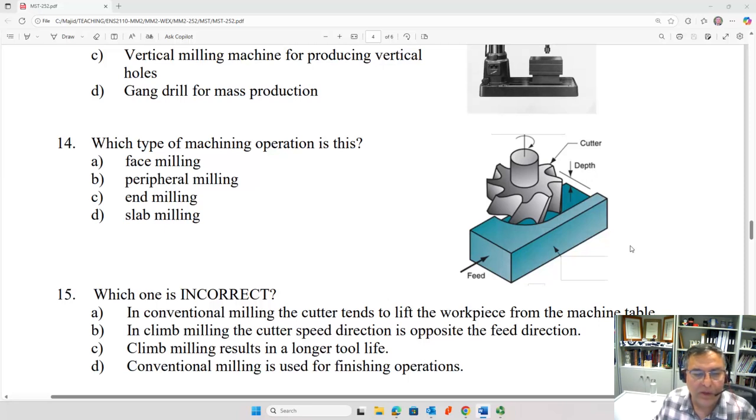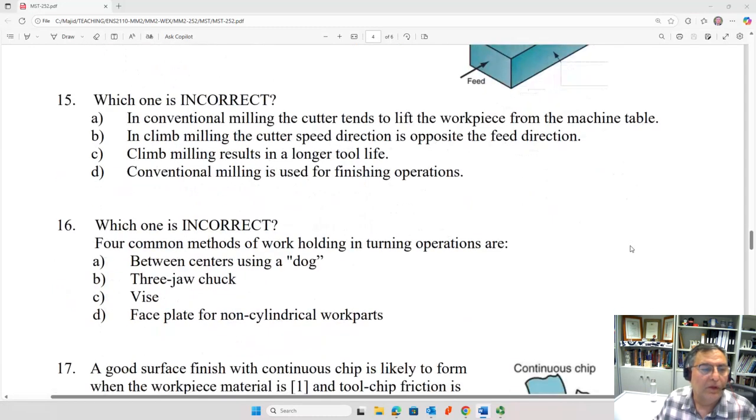C, climb milling results in longer tool life. That is correct. And D, conventional milling is used for finishing operations, and this is also correct. The only incorrect sentence is B, on the basis of teaching materials.